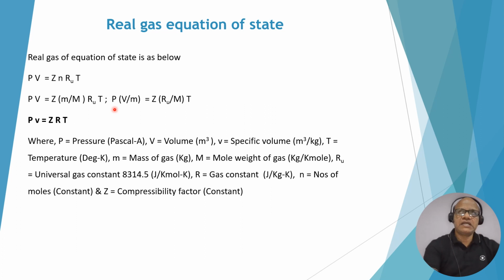So further we can rearrange: P V by M = Z Ru by M into T. Small v is the specific volume, that is meter cube per kg. So Pv = ZRT. This is the standard equation for real gas, and that can be used.